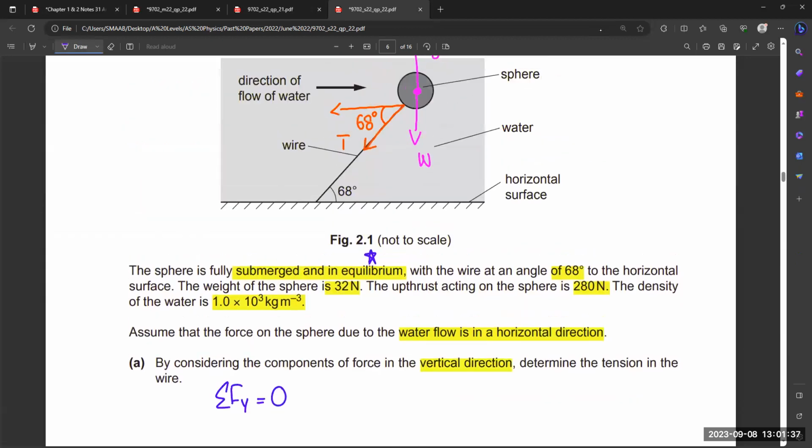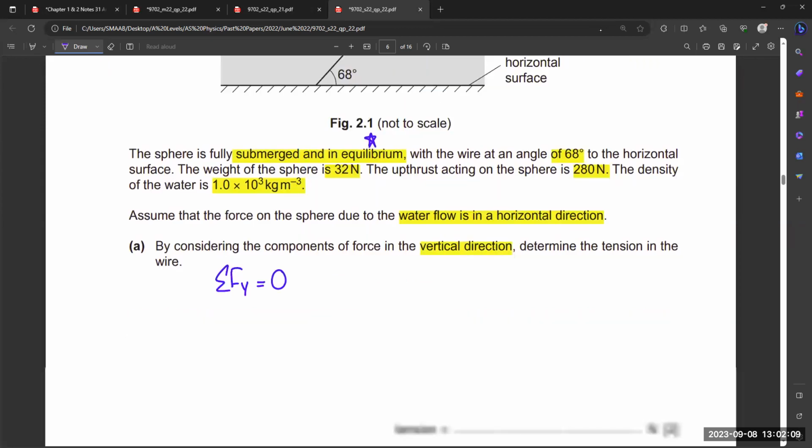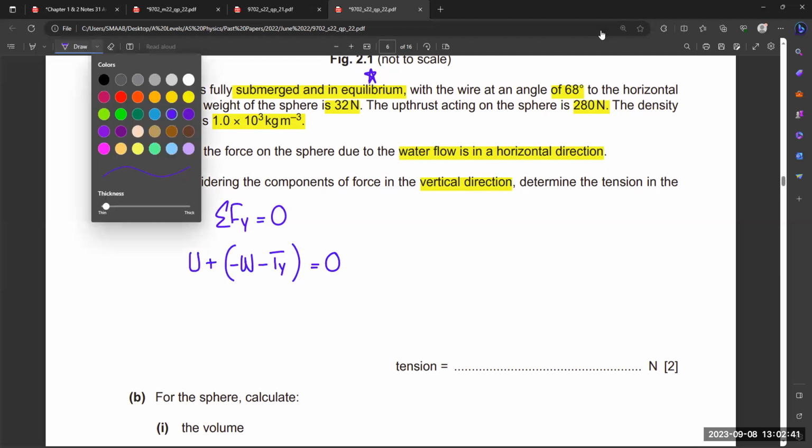We know that upthrust is opposite to the weight of a body. Upthrust is acting in the upward direction, and in the upward direction there is only one force. In the downward direction there are two forces: one is the tension and the second is the weight. So if we take upthrust as the positive component, the other two forces will be in the opposite direction, so they will be negative, like minus W and the tension's y component. Clear? Any confusion?